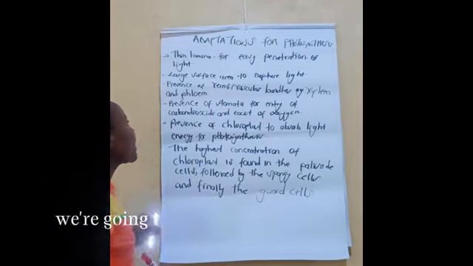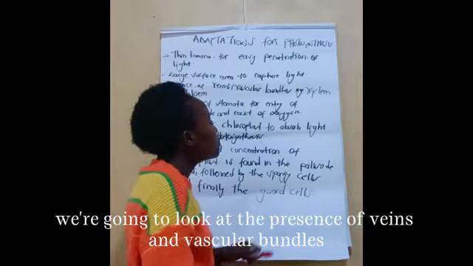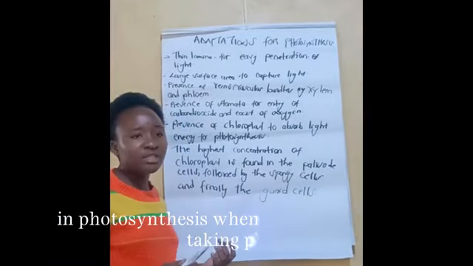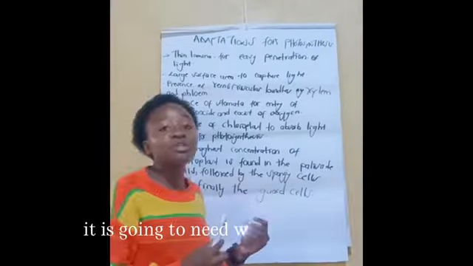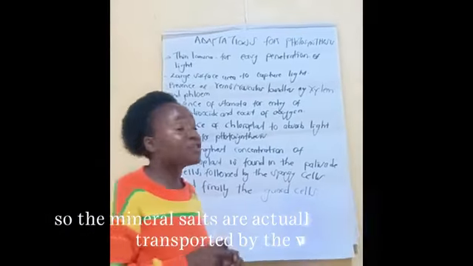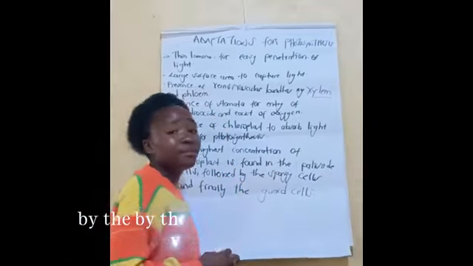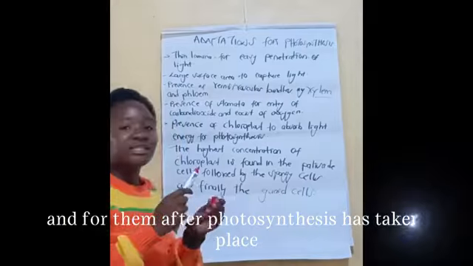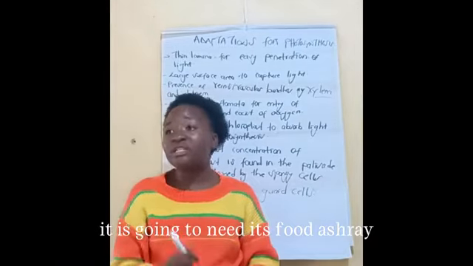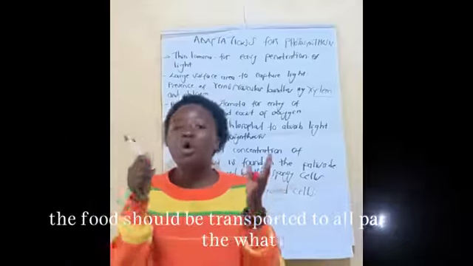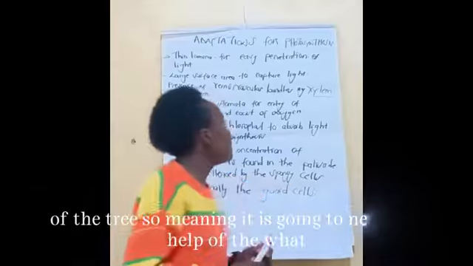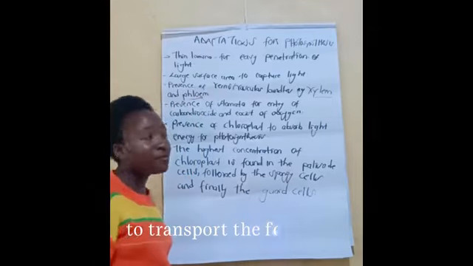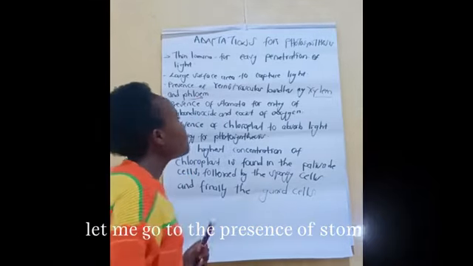Okay, we're going to look at the presence of veins and vascular bundles, which are xylem and what? And phloem. So these veins are needed in photosynthesis. When photosynthesis is taking place, it is going to need what? Mineral salts. The mineral salts are going to be transported by the xylem cell or the xylem vascular bundle. And the phloem: after photosynthesis has taken place in the leaf, the food needs to be transported to all parts of the tree. So it is going to need the help of the phloem vein to transport the food.